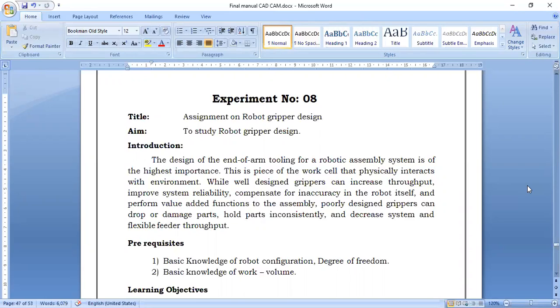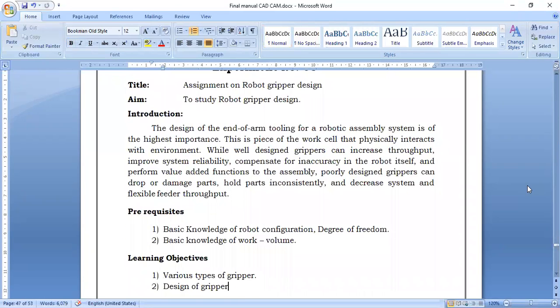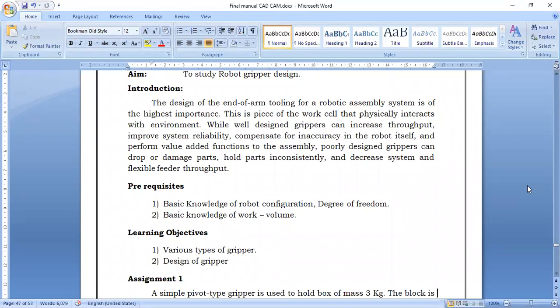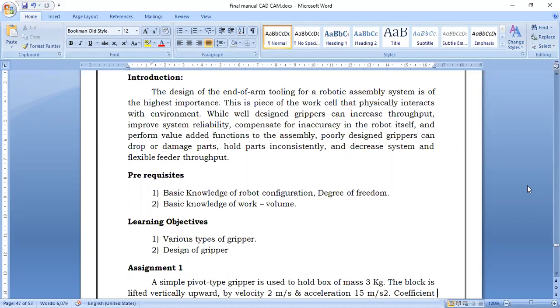For submission, you have to complete the write-up for this experiment. You have to solve the numericals based on robot gripper design. We are going to discuss the fundamentals of robot configuration, the basic knowledge of robotic systems, what is degree of freedom, and the different types of robot manipulators and robot configurations.